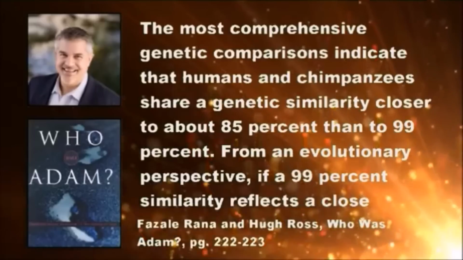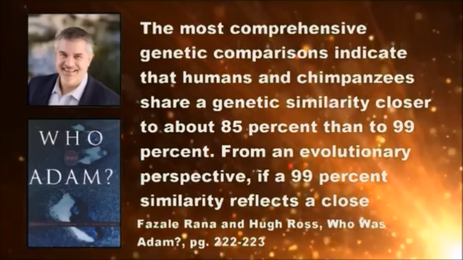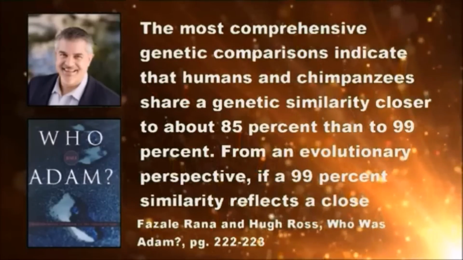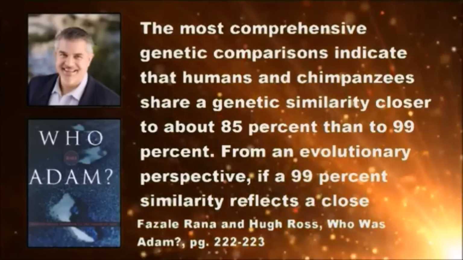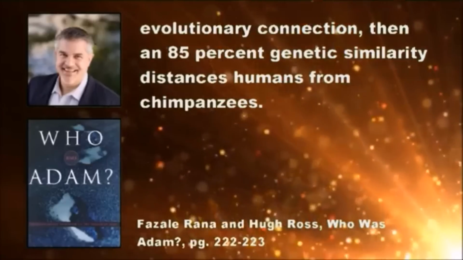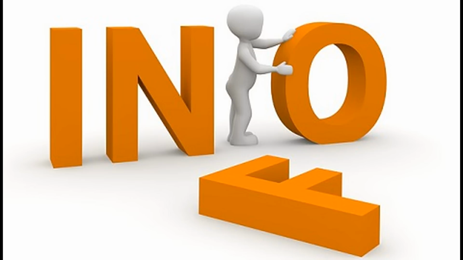Fazale Rana and Hugh Ross say, "The most comprehensive genetic comparisons indicate that humans and chimpanzees share a genetic similarity closer to about 85% than to 99%. From an evolutionary perspective, if a 99% similarity reflects a close evolutionary connection, then an 85% genetic similarity distances humans from chimpanzees." I hate this vague usage of the word information. It is so often a useless buzzword.